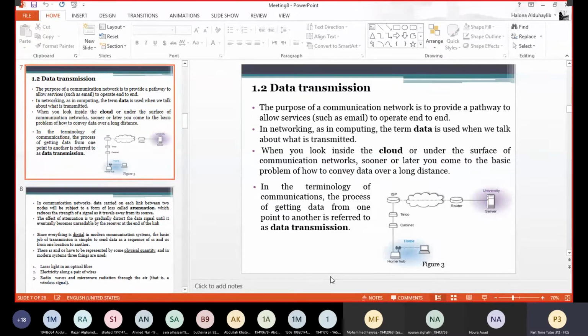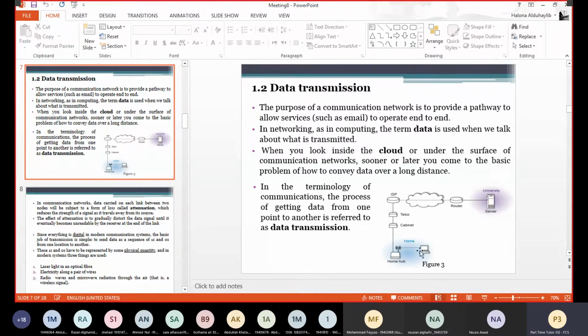As the data is transferred over a long distance, some of its parts might be lost or damaged or disturbed, or maybe even stolen while it travels. So we need to make sure it arrives at the destination correctly, without any corruption, as securely as it is supposed to be. In the terminology of communication, the process of getting data from one point to another is referred to as data transmission. So data transmission means receiving some data from somewhere else.